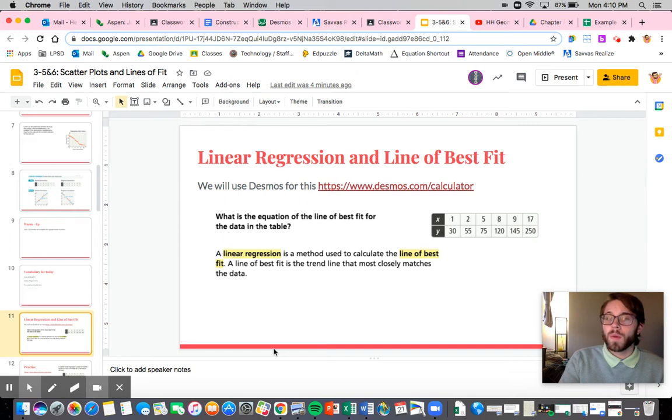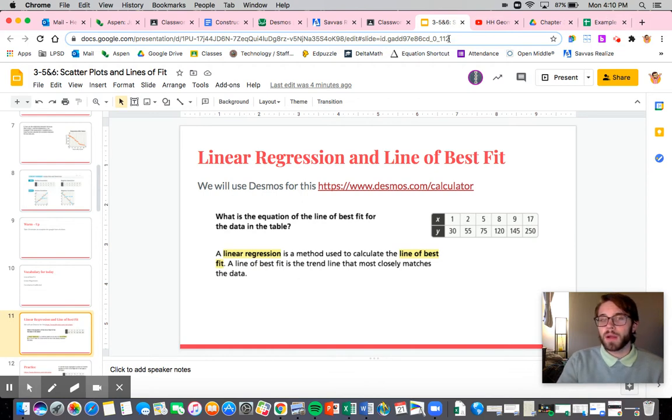So we're going to do something called a linear regression. A linear regression is just the mathematical method that we are using to find and calculate the line of best fit. So the line of best fit, that's the line I was just telling you about. That's the line that is going to most closely match our data.